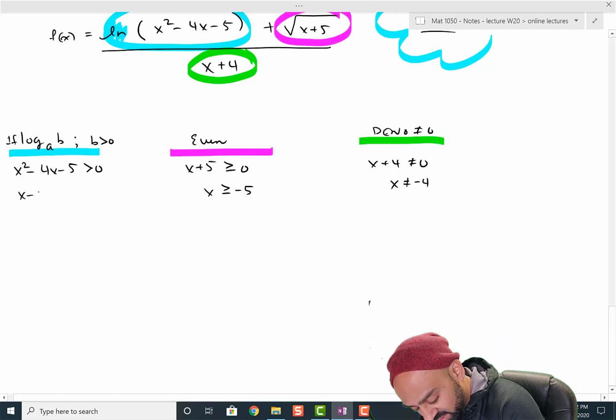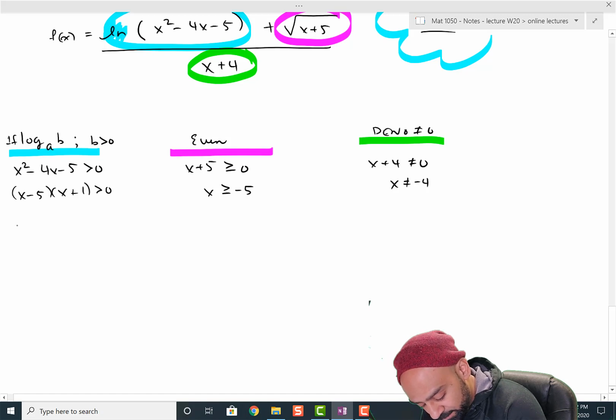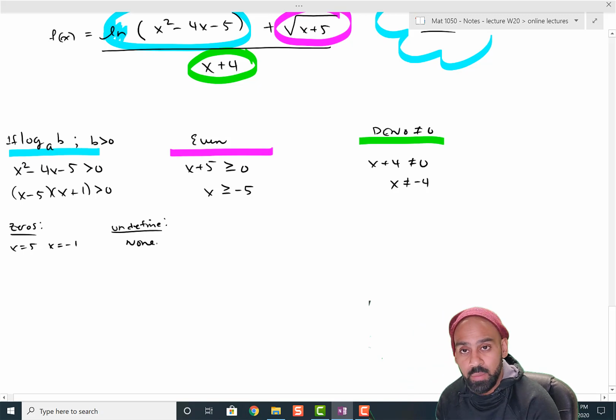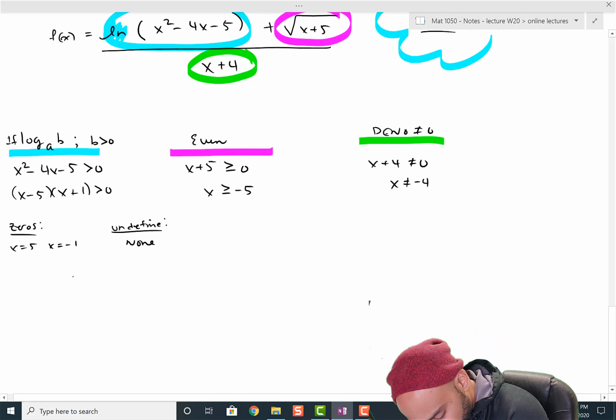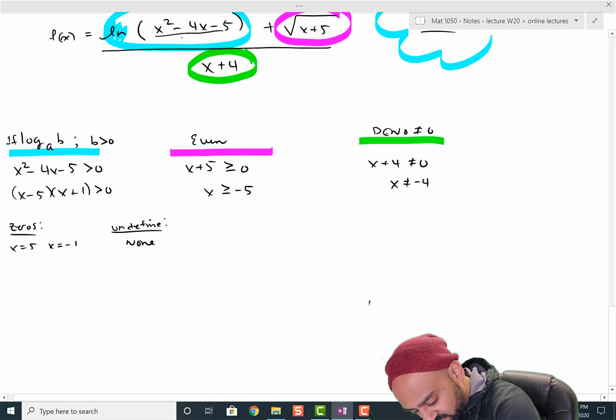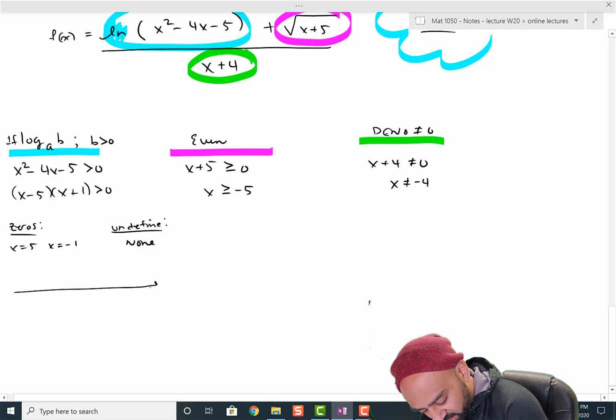So I'm going to factor this out, the same way we would when making any other sign chart. And that factors perfectly. So here we go. Zeros are x equals 5 and x equals minus 1. If you solve for your zeros and your undefineds, there's none since there's not a denominator. Sometimes there could be a denominator, so don't just think there's never one, because there could be a fraction in this log, x plus 7 for example. So now let's make our sign chart.